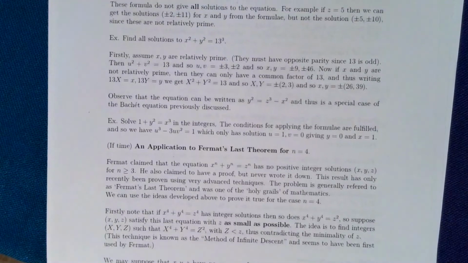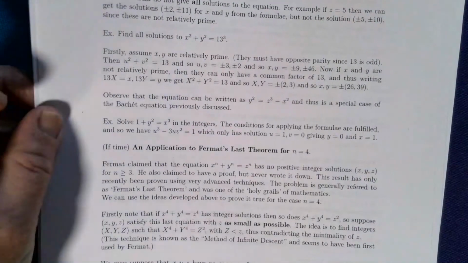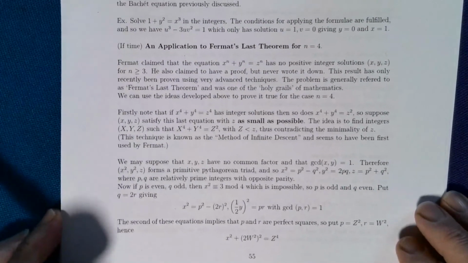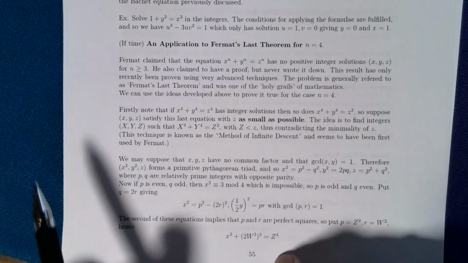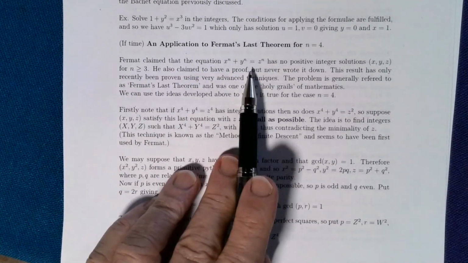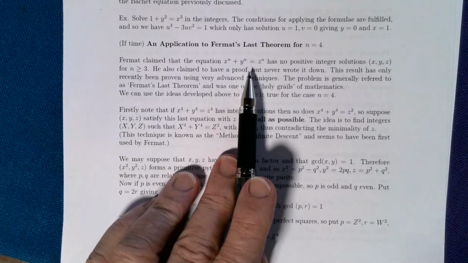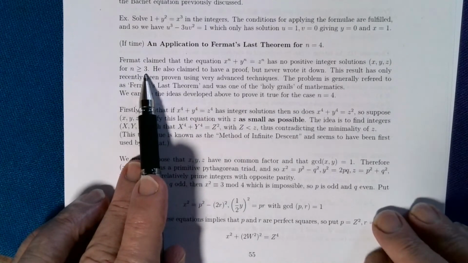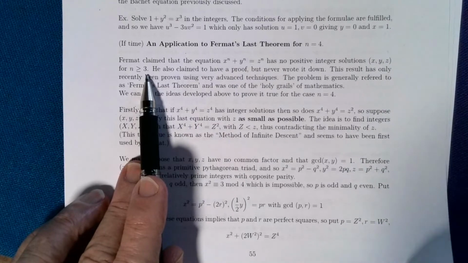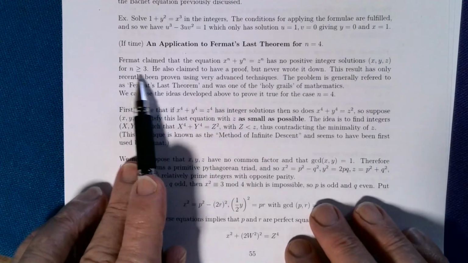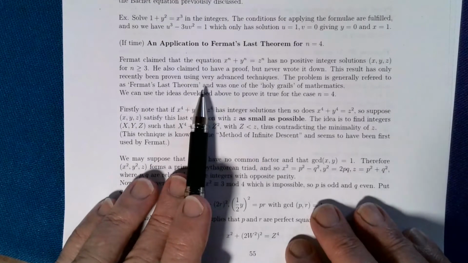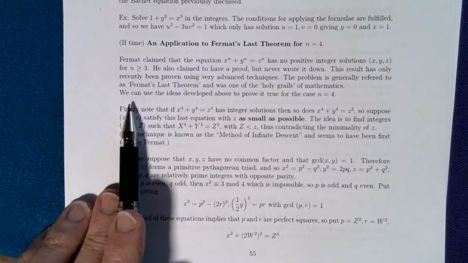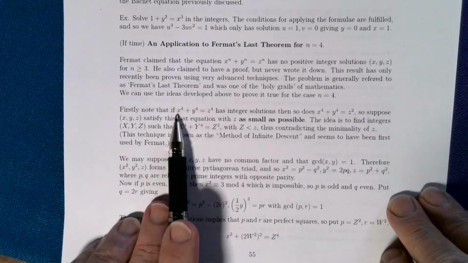Well, one application of the ideas we've been talking about here is an application to Fermat's last theorem for the case n equals 4. And of course, as you'll know, Fermat claimed that x to the n plus y to the n equals z to the n has no positive integer solutions for x, y, z for n bigger or equal to 3, and his claim was proven by Andrew Wiles using some very sophisticated mathematics. Now, Fermat had a proof for the case n equals 4, and I'm going to use the ideas we've developed above to prove Fermat's last theorem for the n equals 4 case.